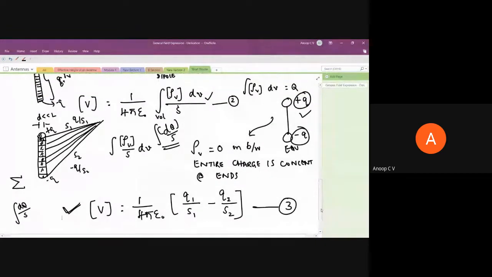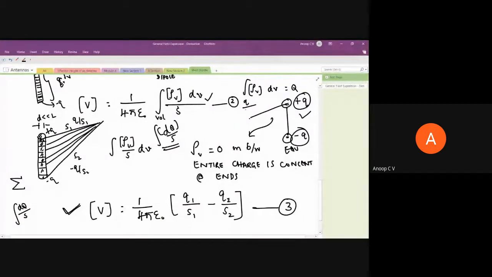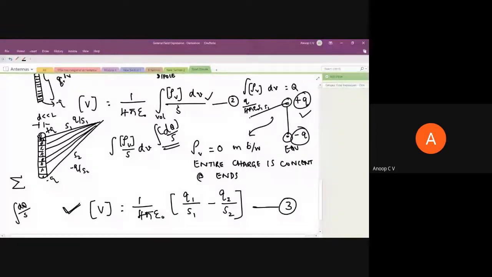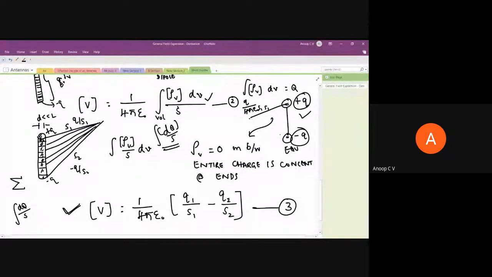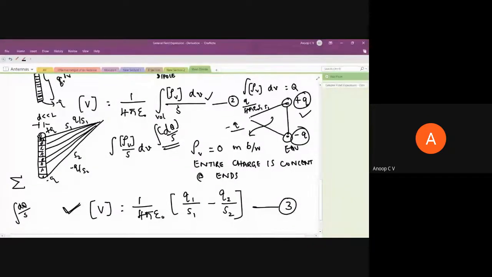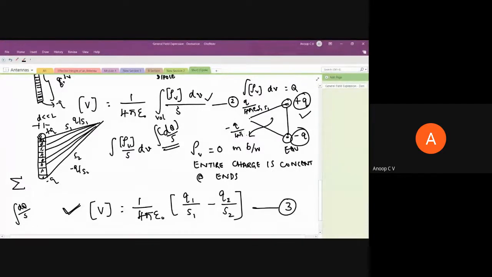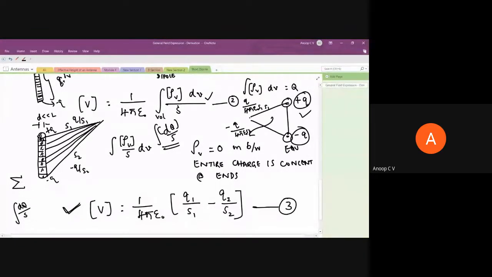So we have a structure like this, plus q and minus q. So potential at some point will be actually what? Potential due to charge 1 will be q by 4 pi epsilon naught S1. So if this is S1, q by 4 pi epsilon naught S1. And potential here will be actually what? Minus q by 4 pi epsilon naught S2. If you add these two things, you will get it. So that is a simple way to tell that, right?